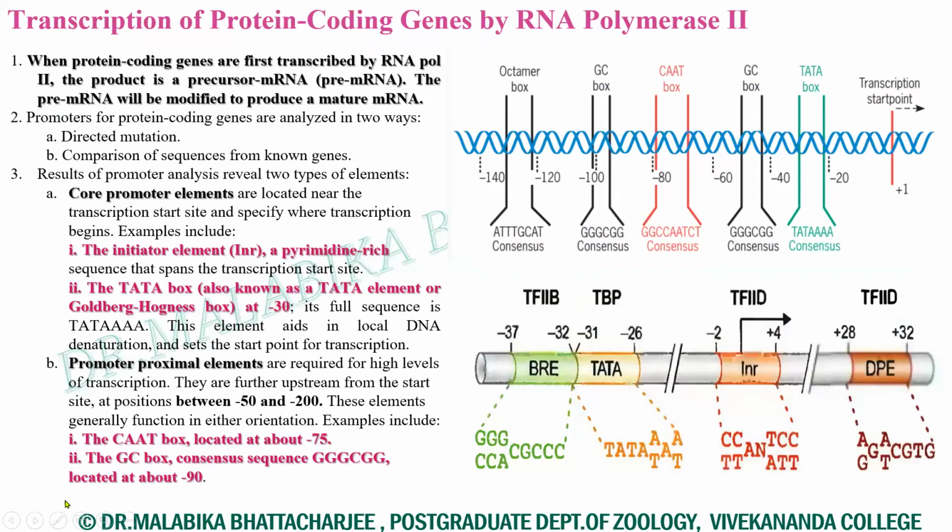Now coming to the promoter regions. We have already studied promoter elements, and we saw that in bacteria there are two upstream promoter elements, -35 and -10. Eukaryotic promoters are more complex in nature. Promoter analysis revealed two types of elements: one is the core promoter and the other is the proximal promoter.